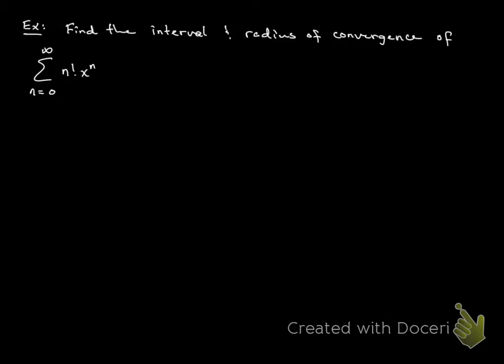So this is a little bit different looking. I have n factorial times x to the n. Now this n factorial is like that a sub n. It depends on n. Those are the coefficients of my power series. So what I will do here is we're going to use the ratio test. We're going to use the ratio test because that's going to give us absolute convergence, and it will basically, by default, give us an interval of convergence. And I'll show you how that works.